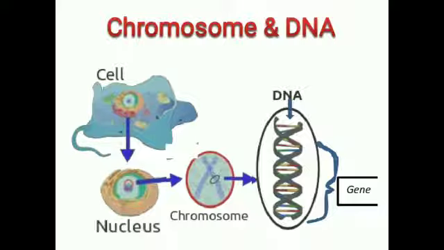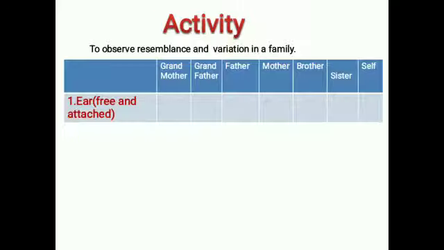Have you got it? Now let's talk about the activity. Now see the activity. The activity is to observe resemblance and variation in a family. Now see the table. It shows the features or characteristics and family members. In this activity, you have to observe your features, then you will note them down.